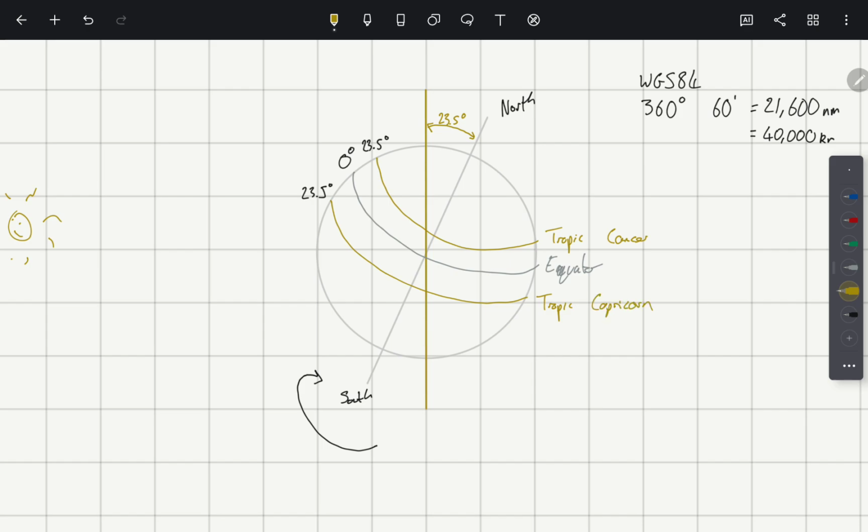The interesting thing about these two circles, this 23.5, is that on the longest and shortest day of the year, the sun will be at midday over one of these tropics. So the longest day in the northern hemisphere will be over the Tropic of Cancer. The longest day in the southern hemisphere will be over the Tropic of Capricorn.